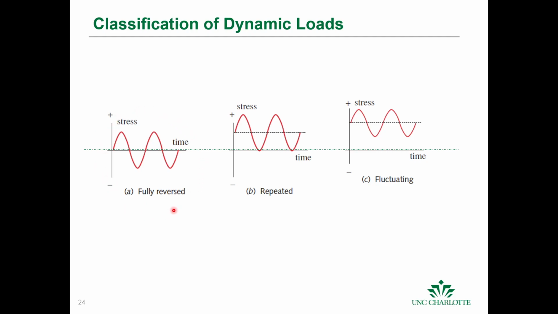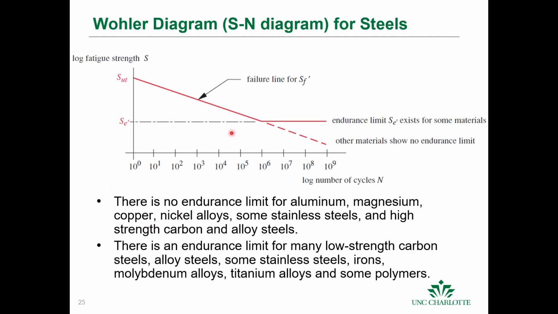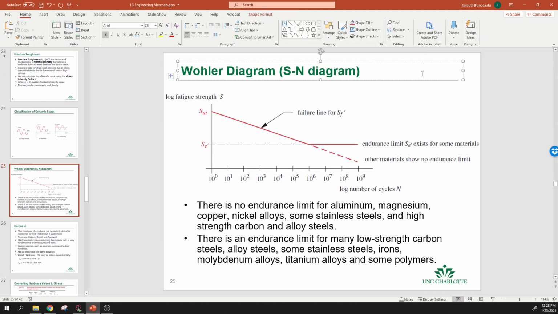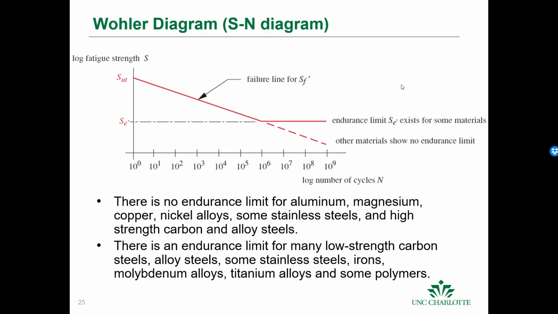Okay, and these tests were summarized in a Wöhler diagram. Sometimes they're called S-N diagrams. This is not just for steels, but other materials. And so this is the Wöhler diagram here.